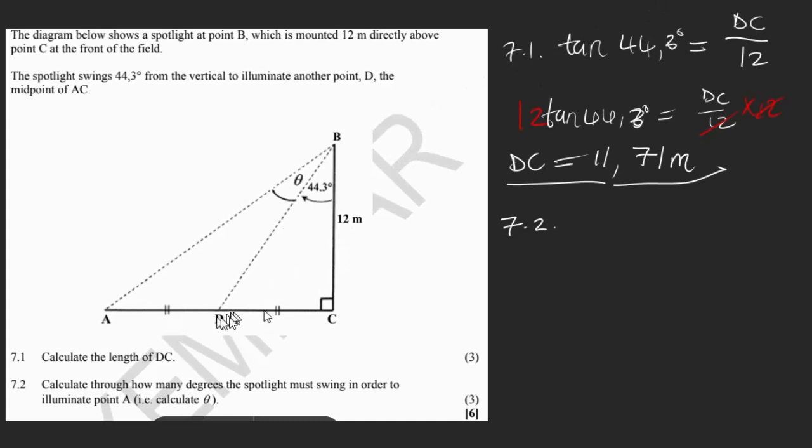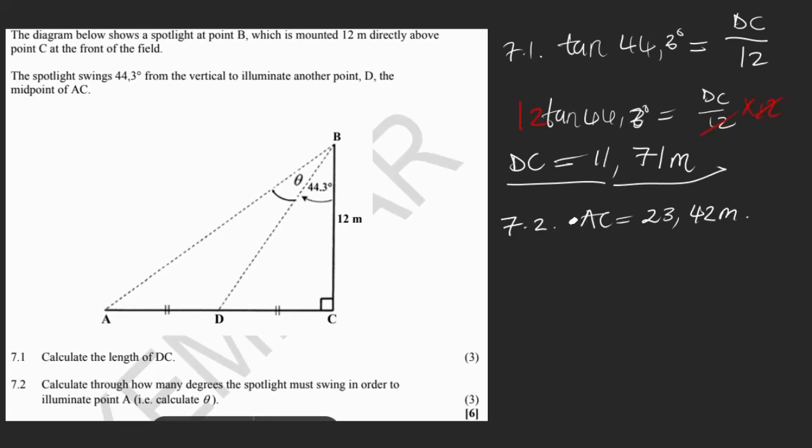because we already have the side DC, and if we have DC, then this warrants us the side AD, and if we have DC being equal to AD, then we can find out what is AC. Let's start there. How much is AC? AC is equal to twice this distance, and that is 23.42 on my calculator. Meters, right?